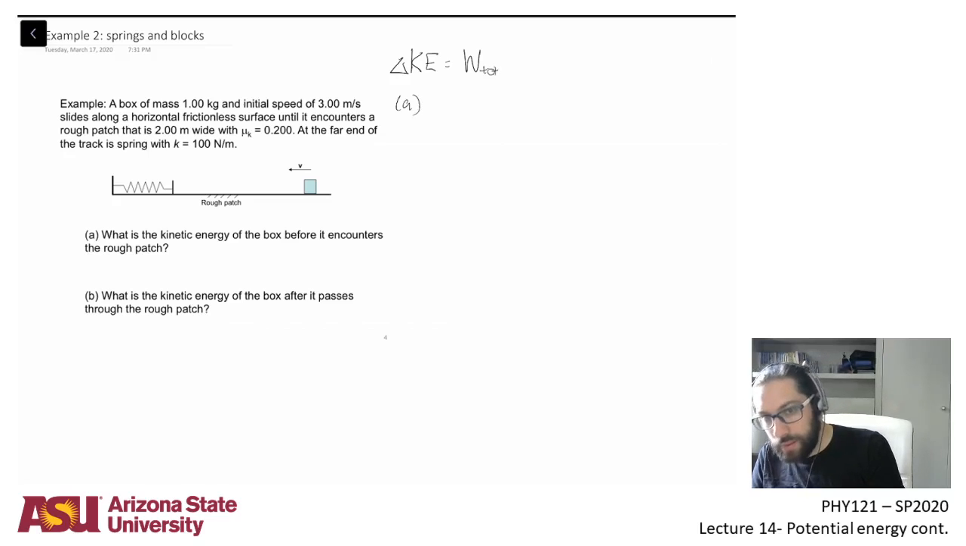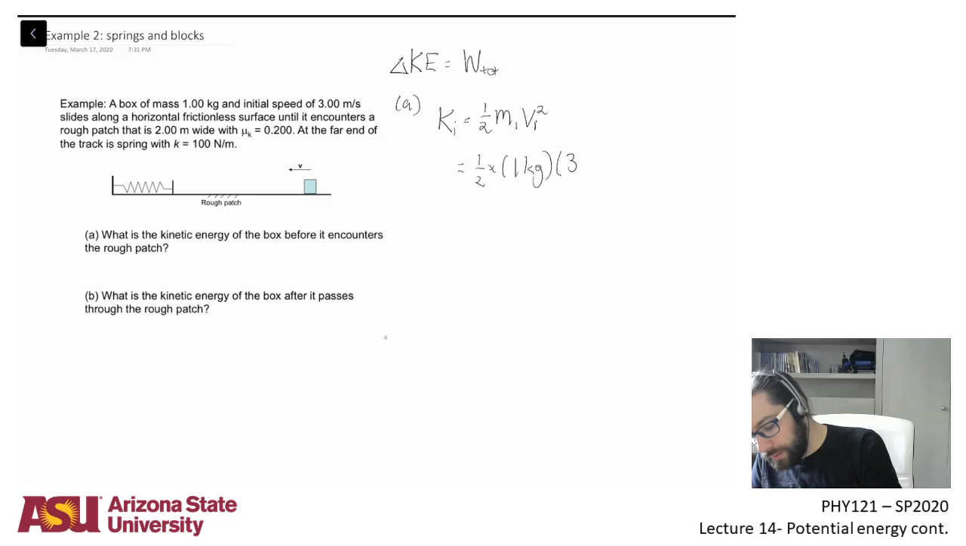So for part A, right, we have 1 kilogram and an initial speed of 3 meters per second. So the initial kinetic energy is 1/2 m1 v1 squared, which is 1/2 times 1 kilogram times 3 meters per second squared. Okay, so this is 9/2 joules, right? 9 meters squared per second squared times that is equal to 4.5 joules.